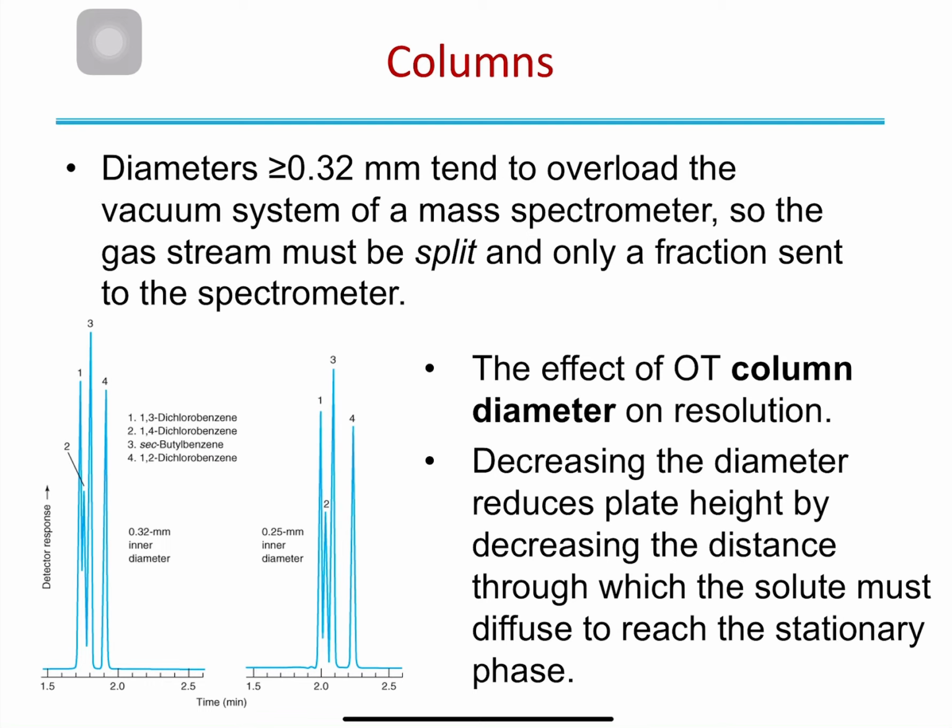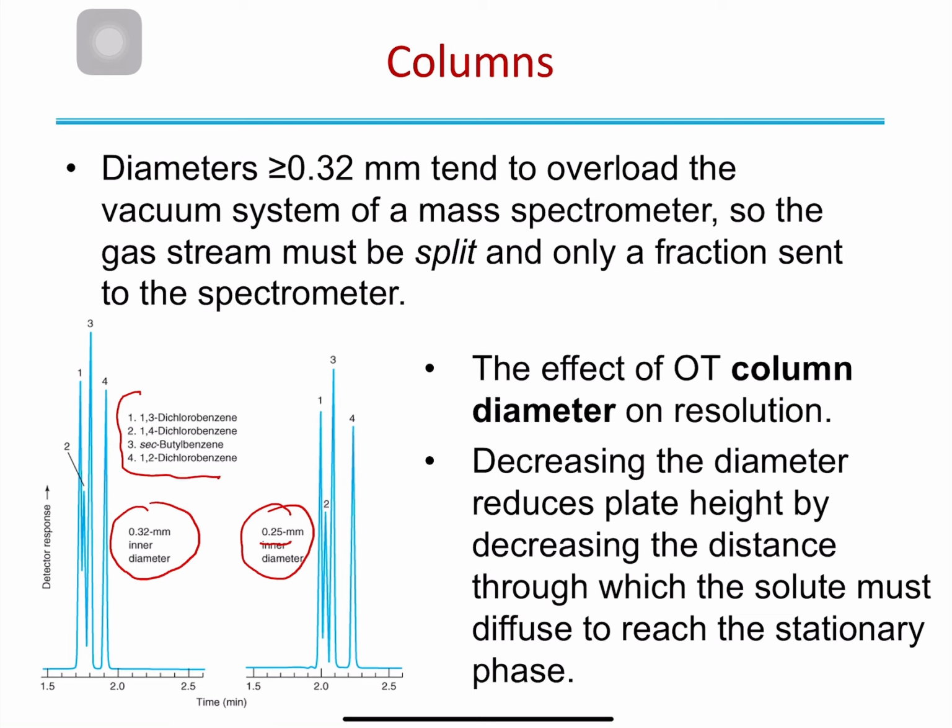So we try to use columns that have a small diameter. The effect of the open tubular column diameter on resolution: the smaller the diameter of the open tubular column, the better the resolution. And you can see here in these two chromatograms that the first one on the left, the inner diameter of the open tubular column is 0.3 millimeter, while the second one on the right is 0.25 millimeter, and we have two different components we are separating.